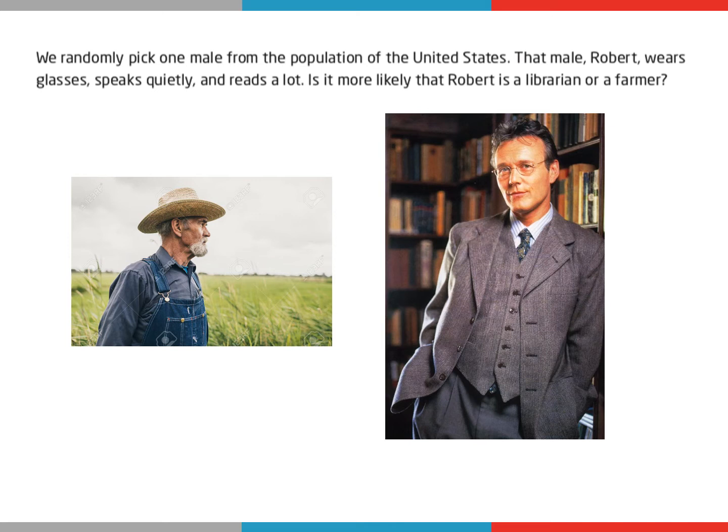So let's say we randomly pick one male from the population of the United States. That male, Robert, wears glasses, speaks quietly, and reads a lot. Is it more likely that Robert is a librarian or a farmer? Okay, so just go ahead and think about that for a second. Is Robert more likely to be a librarian or a farmer?